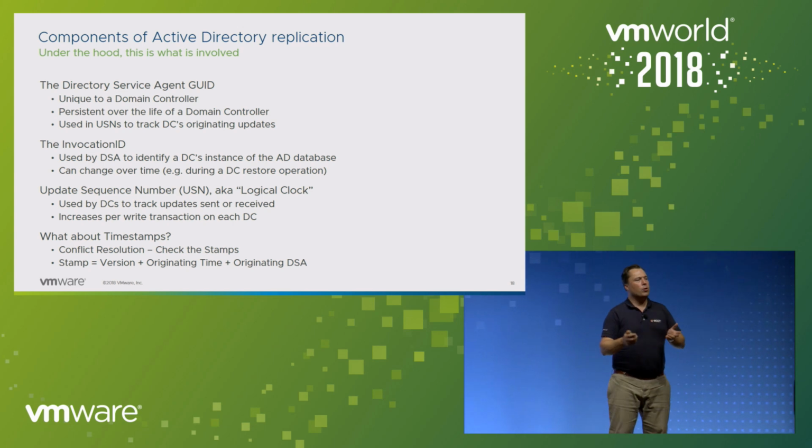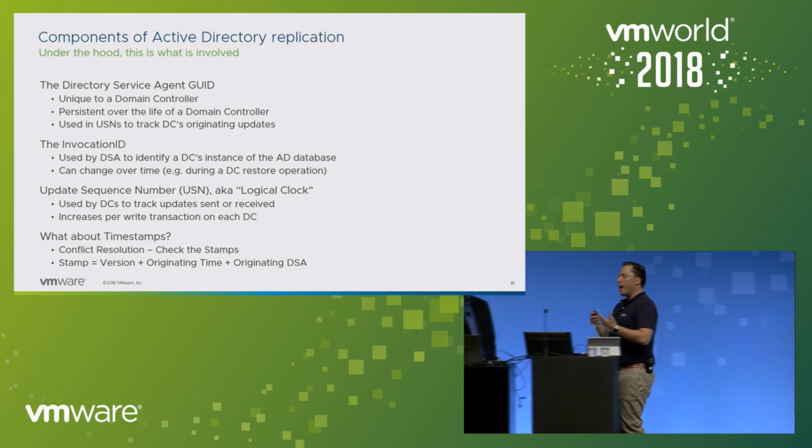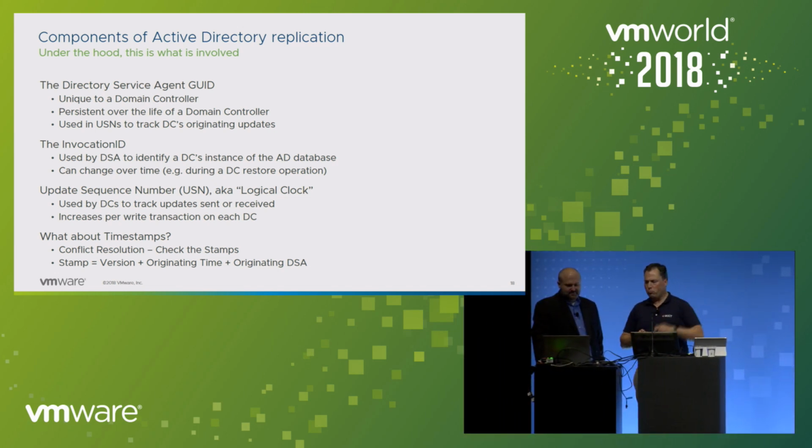But it's how domain controllers know which domain controller had the last edit to an object or an attribute, and that way they'll know that, okay, we'll let that one live.